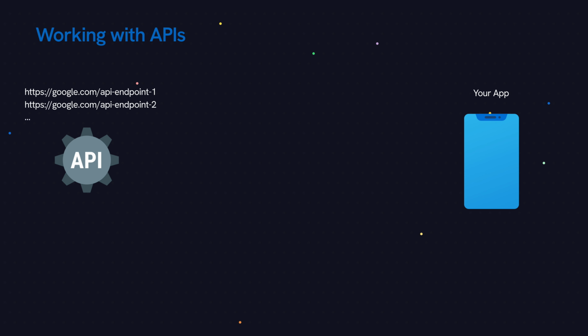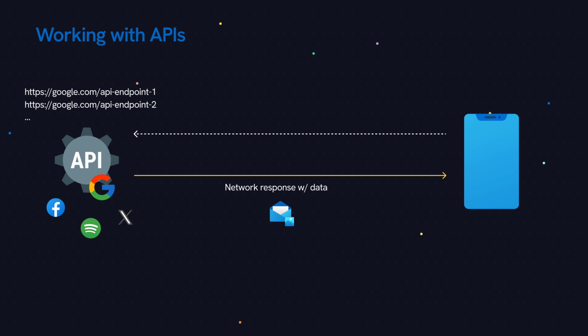Now, an API is an interface that you can connect to send and receive data. To put it in simpler terms, you can think of an API as a collection of URLs that your app can access to retrieve data or to send data. Now, there are many APIs out there.